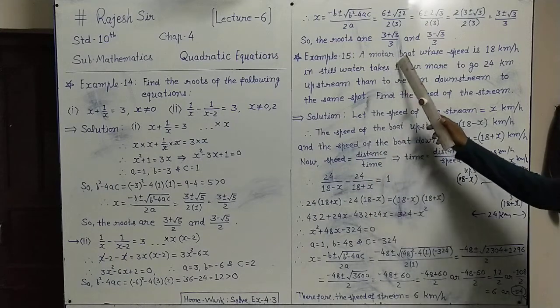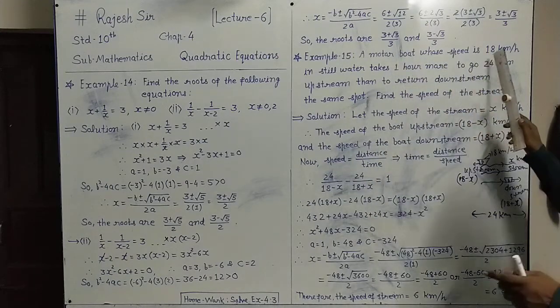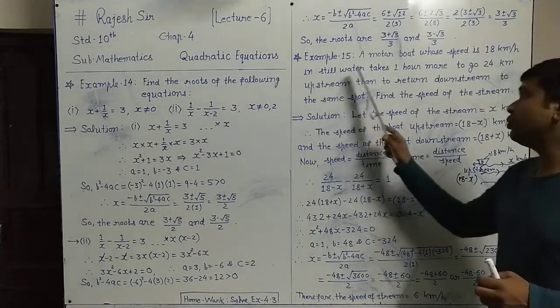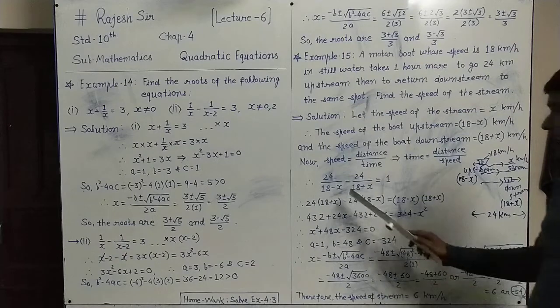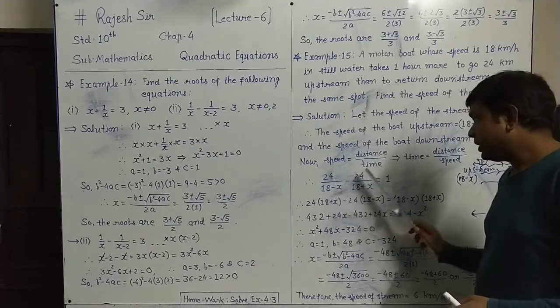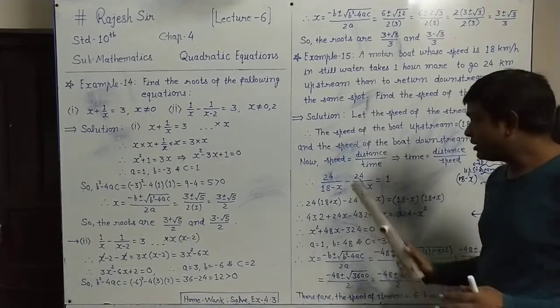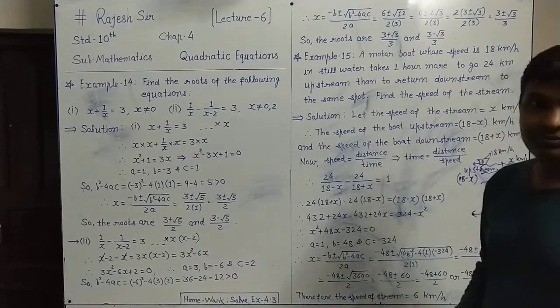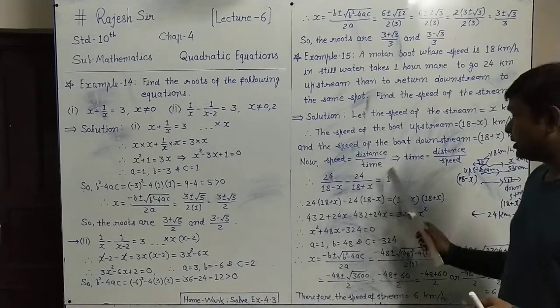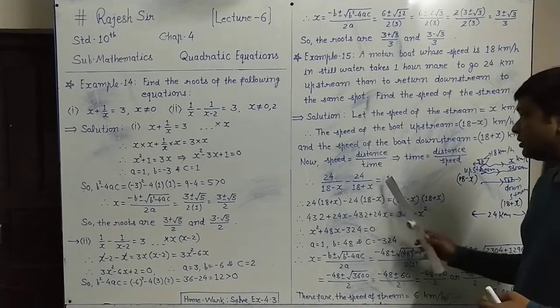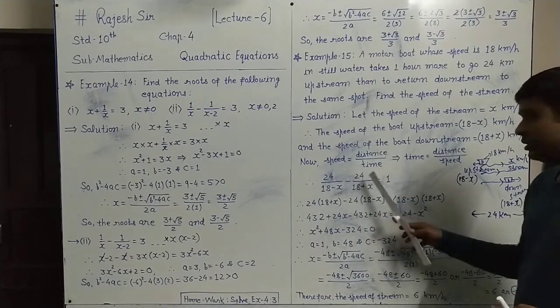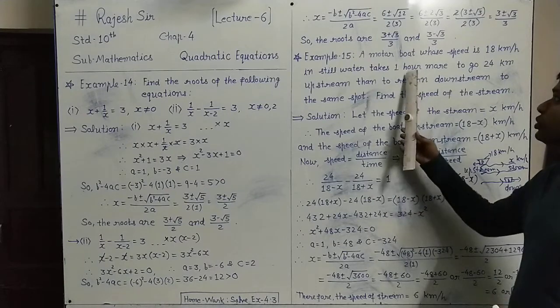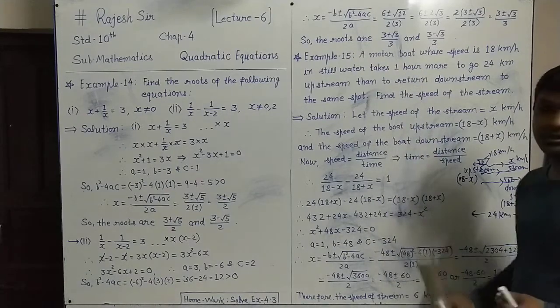In the question it is given that the motor boat speed is 18 km/h in still water, and it takes 1 hour more to go upstream. What is the relation between upstream time and downstream time? Upstream time is 1 hour more. So upstream time minus downstream time equals 1 hour. That is given in the question, so we have written 1 here.